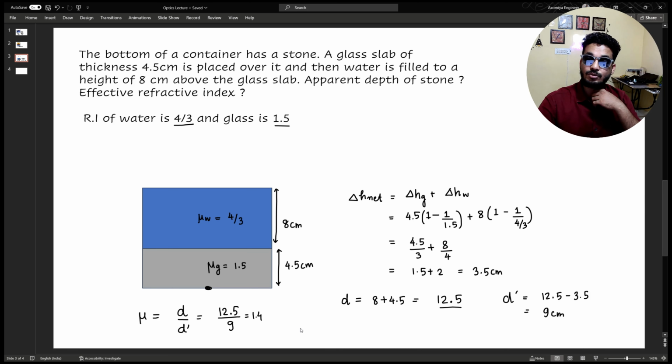So guys, this is how you do questions which have multiple layers of material with different refractive indices. This is how you approach these kinds of questions.